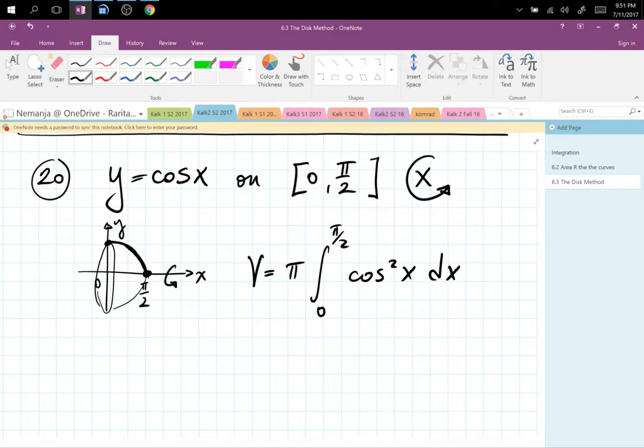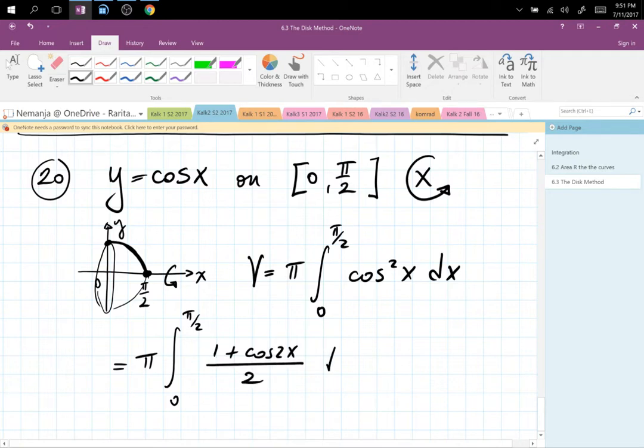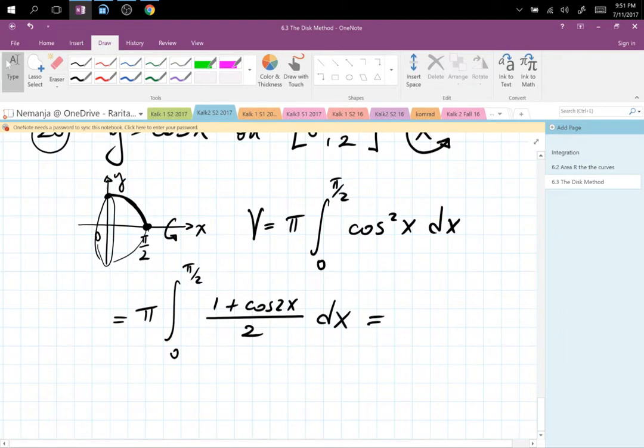You want to do the chain rule. Don't chain rule. 1 plus cosine 2x. Yep, the power reducing formula. The only way you can integrate this is the power reducing formula. If you don't know it, doom. This is why I listed it yesterday in that review and told you to make sure you know it.